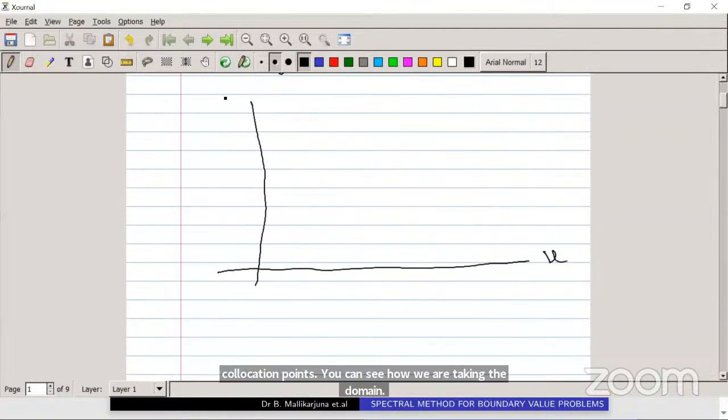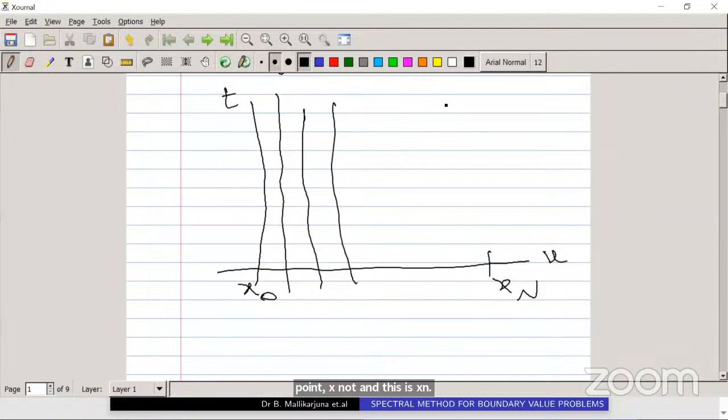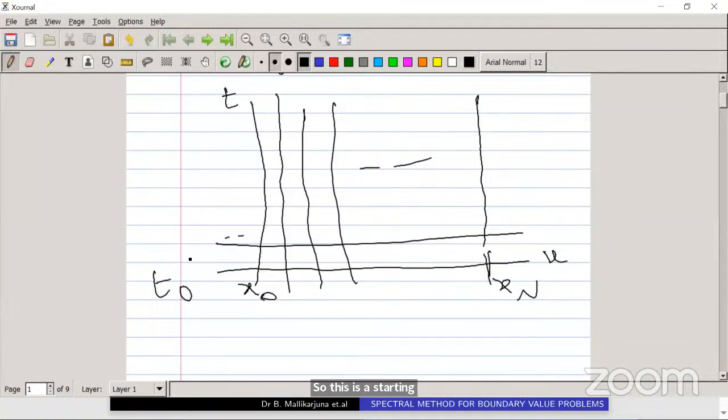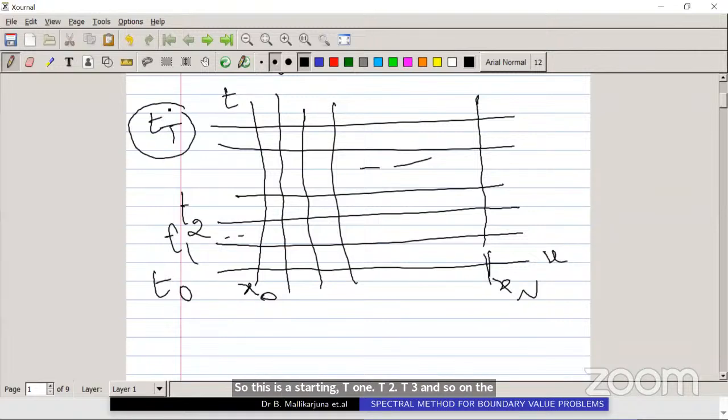Maybe this is x and this is t. So this is a starting point x0 and this is xn. So next x1, x2, x3 and so on up to xn. So this is the starting t0, t1, t2, t3 and so on up to the last, at what exactly the end of t you are going to find the solution.